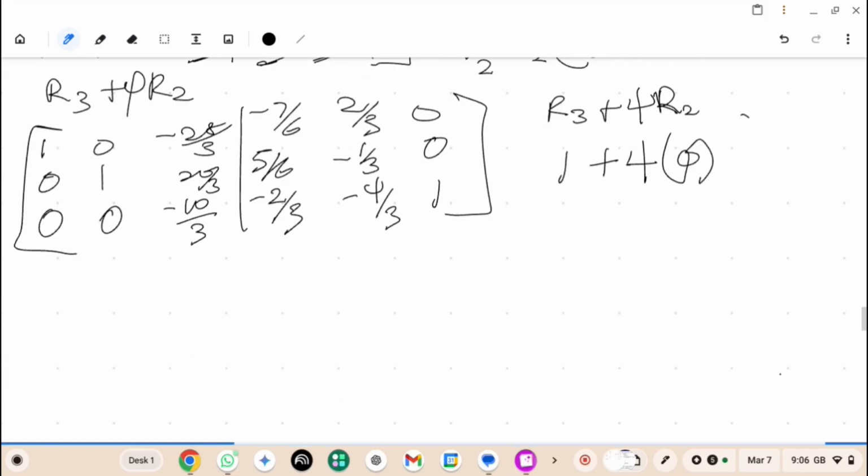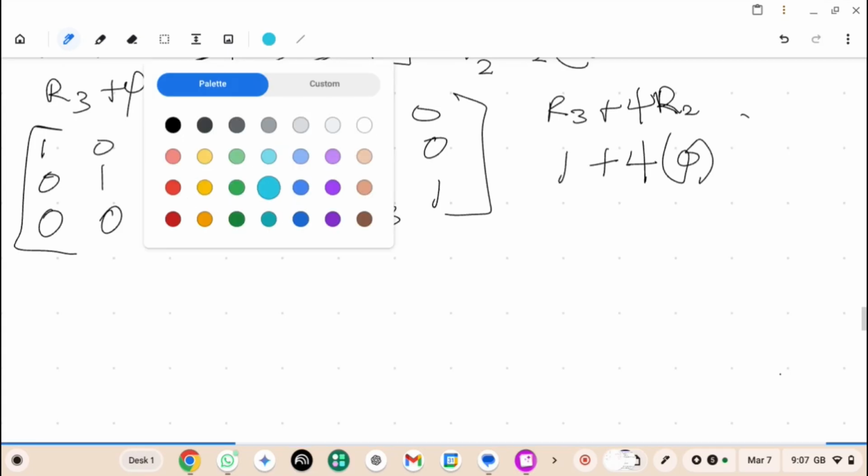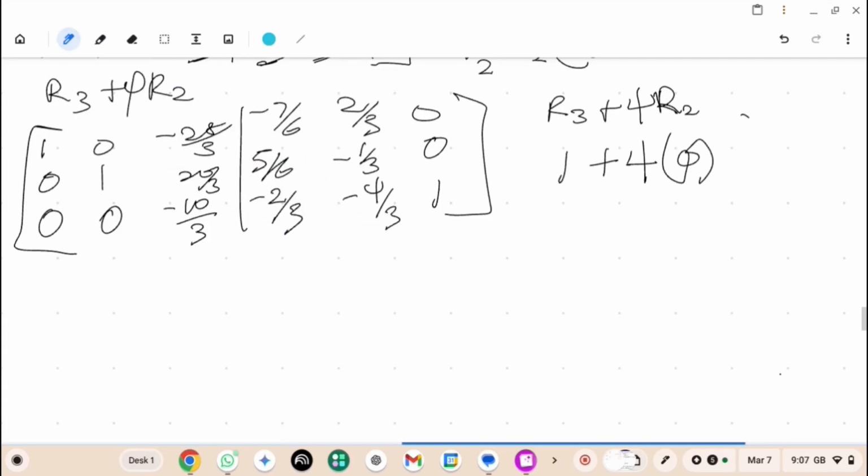So now you've been able to change the second column. So you are now moving to the third column. So you have to change this third column here to 0, 0, 1. So first of all, work on the 1 so that you can change the other opponent to 0.